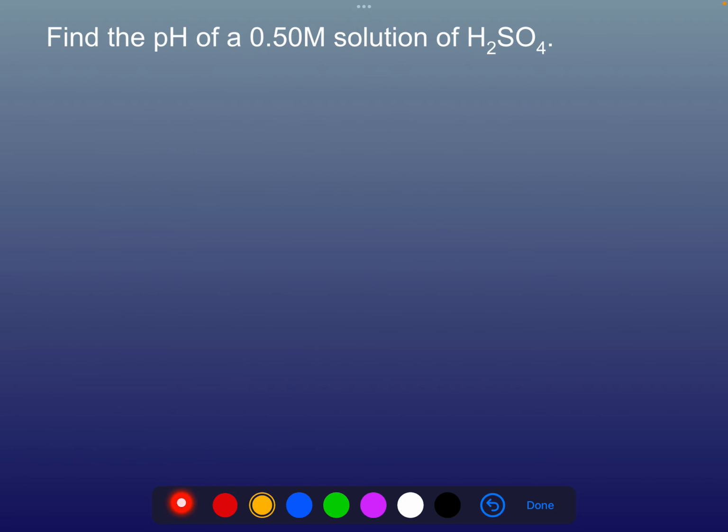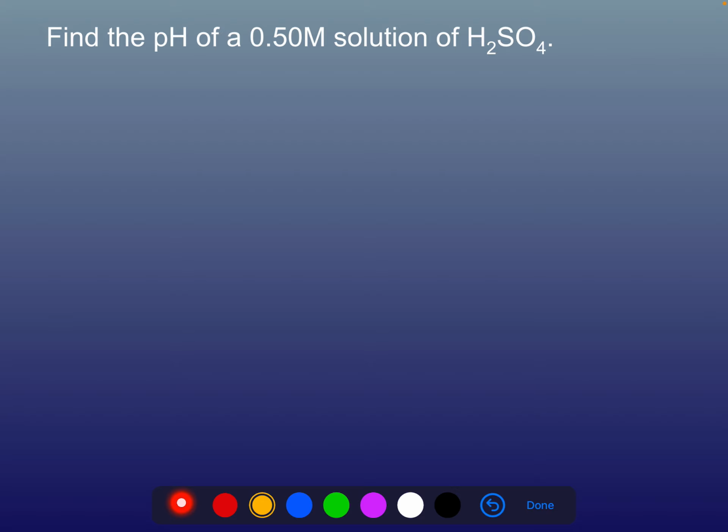Let's look at one more. Here we want to find the pH of a 0.50 molar solution of sulfuric acid. And it is a polyprotic acid. Sulfuric acid is one of our stronger ones. So that means that it would ionize completely for that first hydrogen.